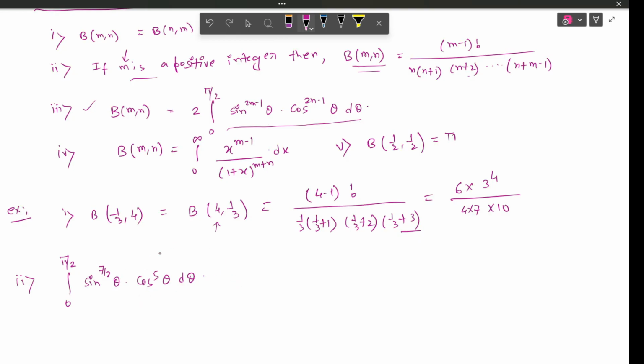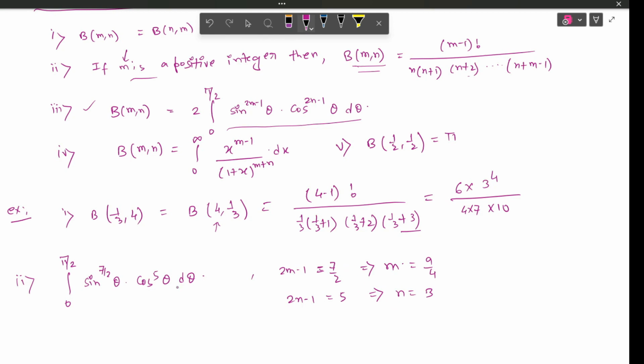So if you compare, you can say that 2m minus 1 is 7 by 2, and if you calculate, m would be 9 by 4, and 2n minus 1 is 5. So 2n minus 1 is 5, that is n equals 6 by 2, that is 3.